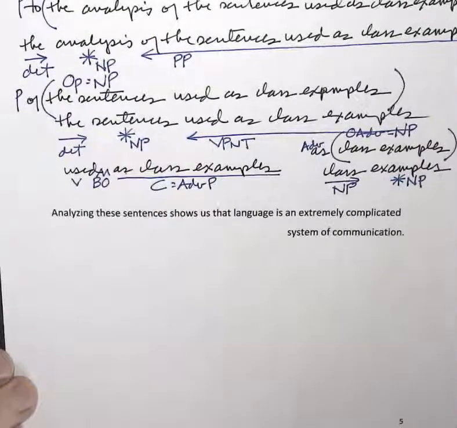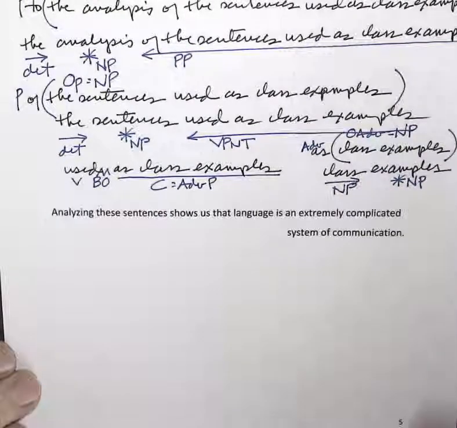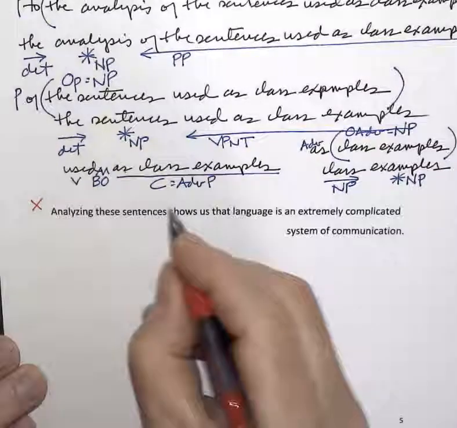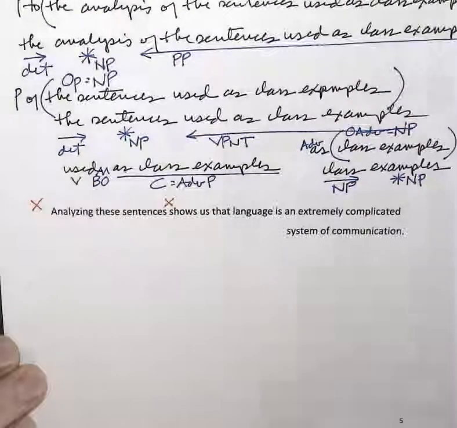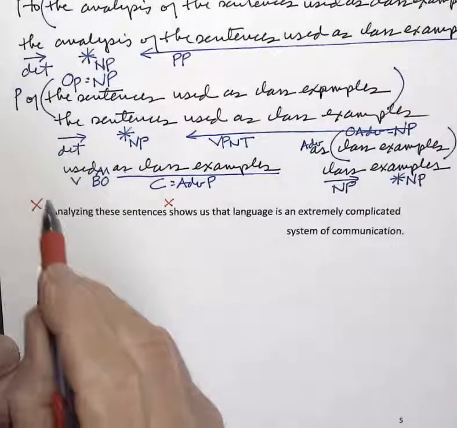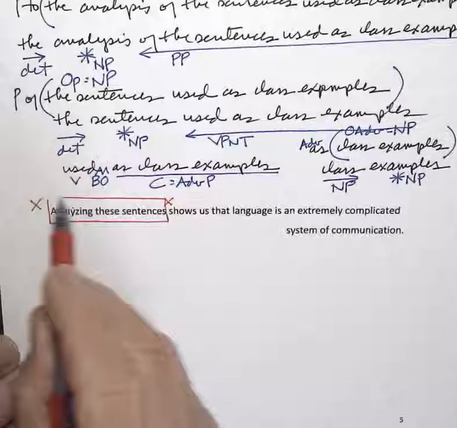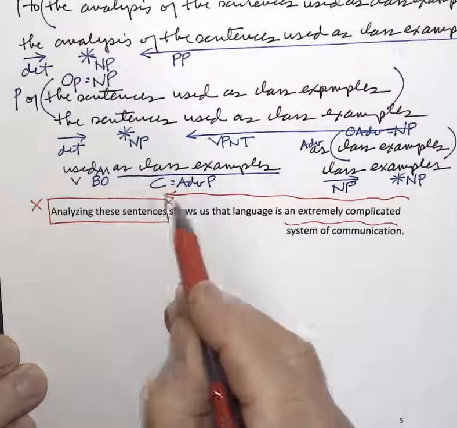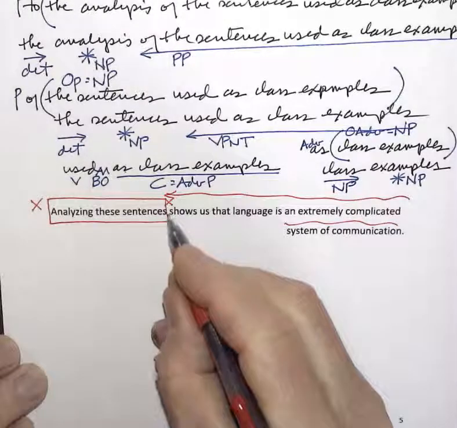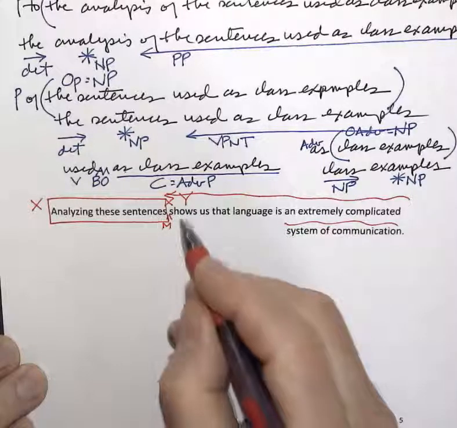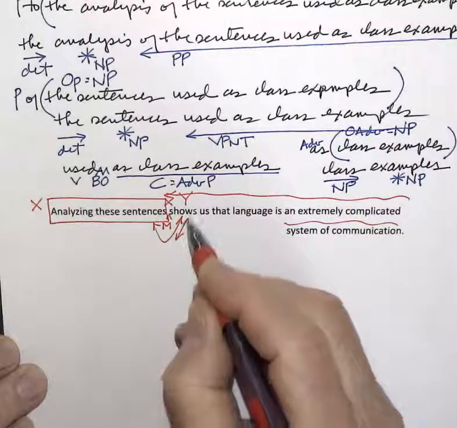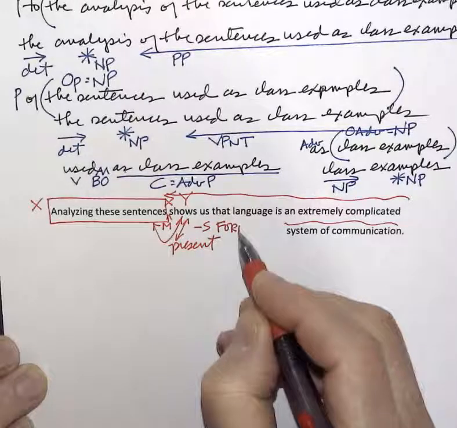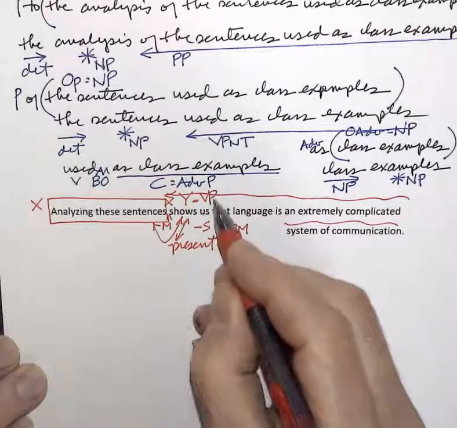Analyzing these sentences shows us that language is an extremely complicated system of communication. No shifters. Does analyzing these sentences show us? Analyzing these sentences does not show us. So analyzing these sentences is the subject and shows us everything left is the predicate. Let's show the M place while we still have room, the Y, and the ties. S form. So Y is a verb phrase with time.